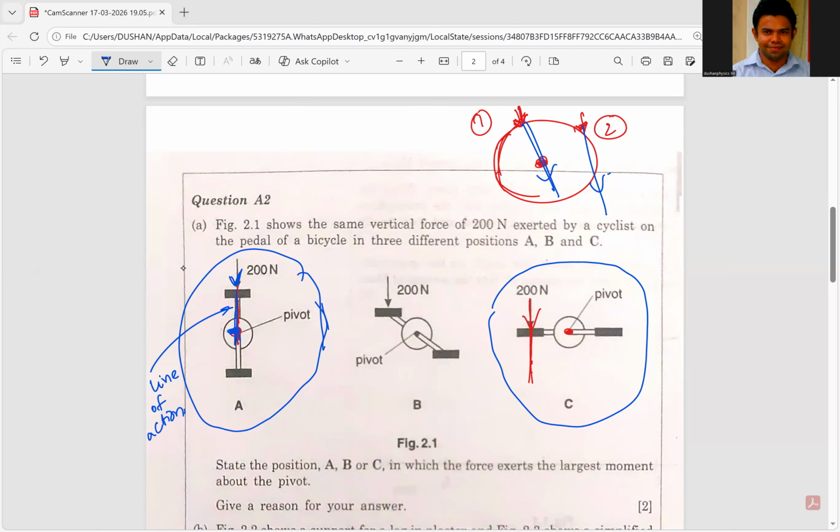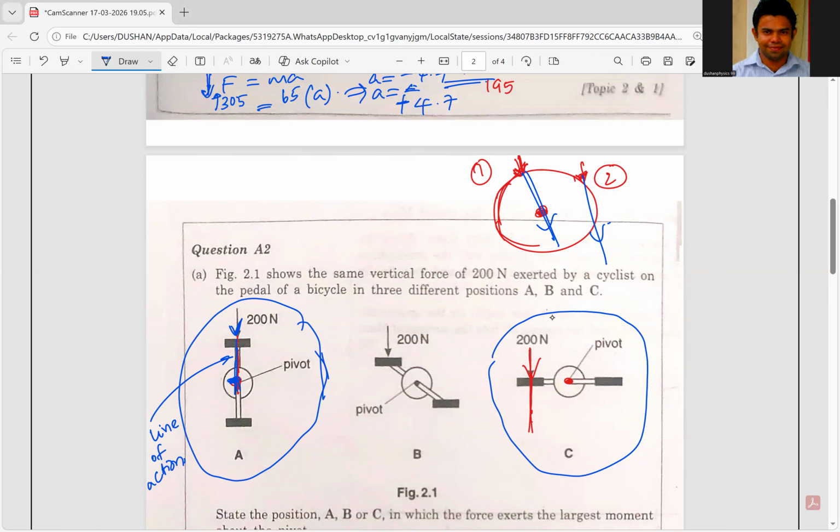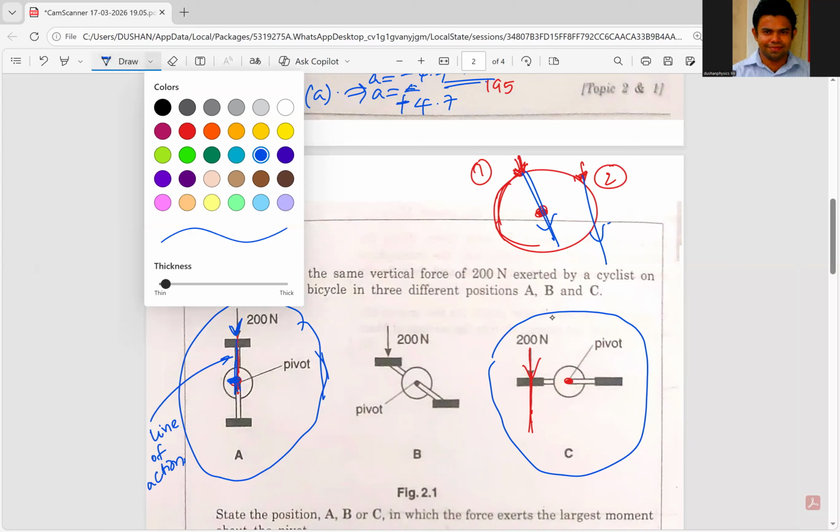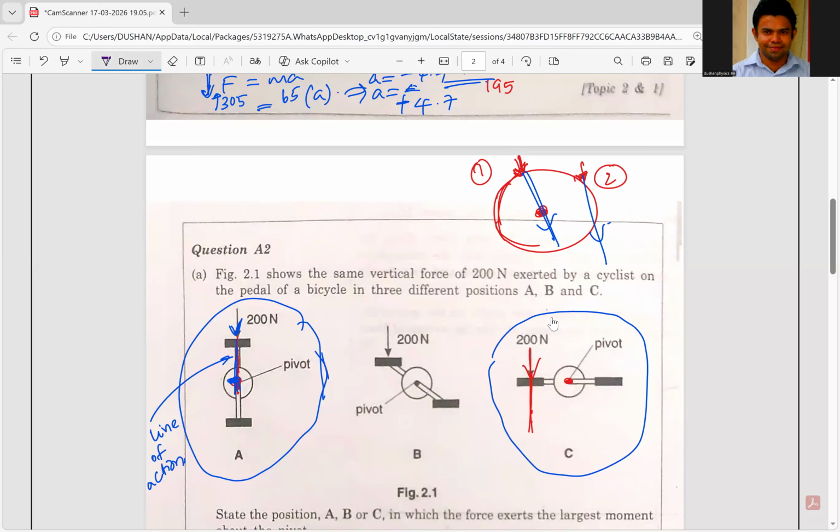Okay, good. Right now, you have to write a very clear idea that A and C are not equal. So I'm asking, what is the moment equation, student? Moment equals force times the perpendicular distance. What do you mean by perpendicular distance? Where to where? In this particular example, from the pivot to the point where the force is exerted? No. Write in red pen: from the pivot to the line of action.